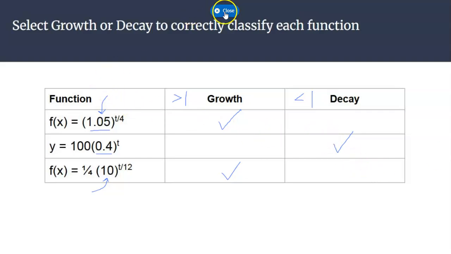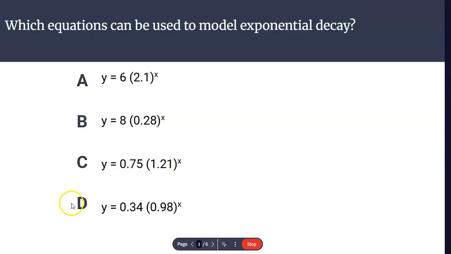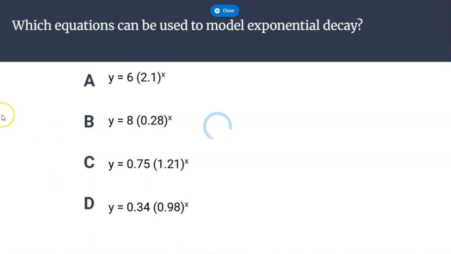All right, and this next one here: which equations can be used to model exponential decay? We're looking for ones that have the base of the exponent less than 1. Looking at A here, 2.1, that's greater than 1, so A is not going to work. Looking at the base on B, 0.28, less than 1, so B works.